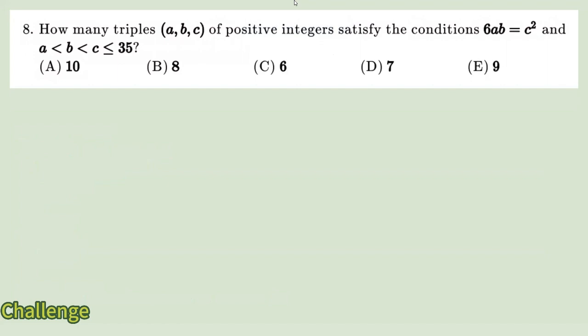Okay, so triples of positive integers A, B, C. So basically that just means 3 sets of positive integers. They have to satisfy 6AB equals C squared, and then C has to be less than or equal to 35. And B has to be less than C, and A has to be less than B, right?